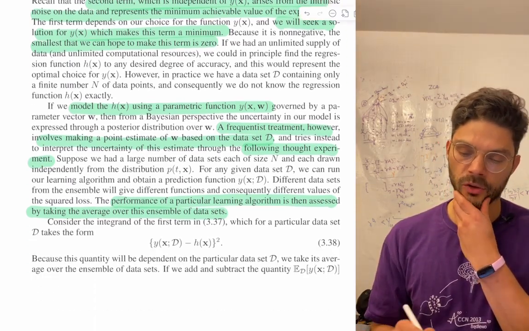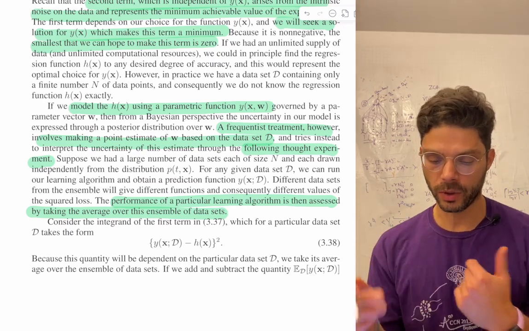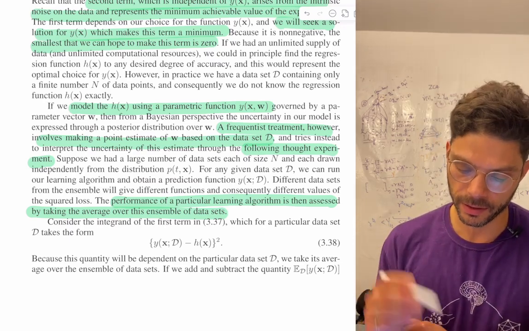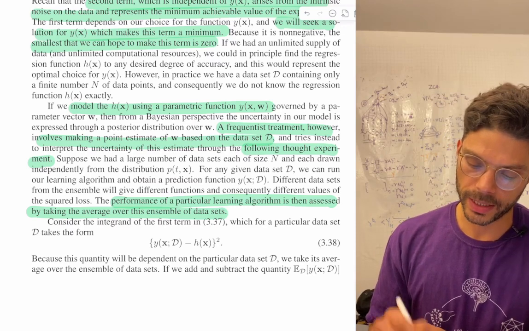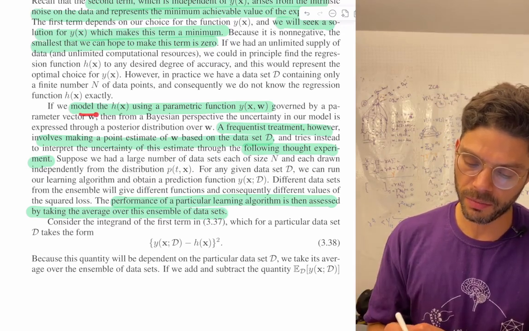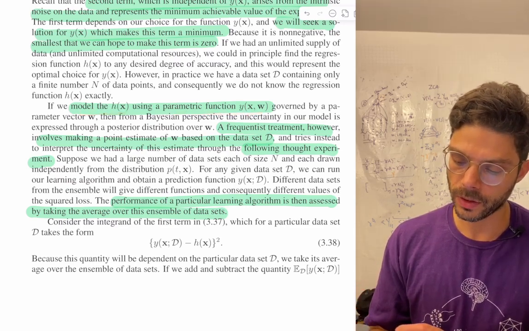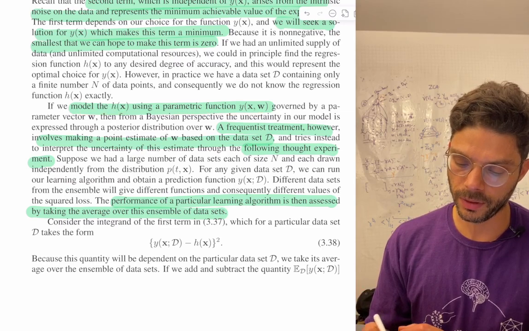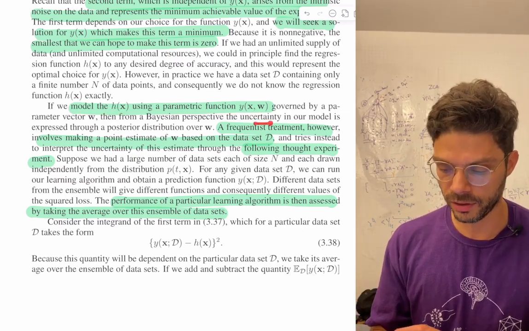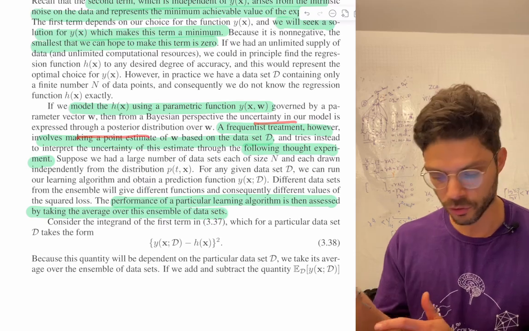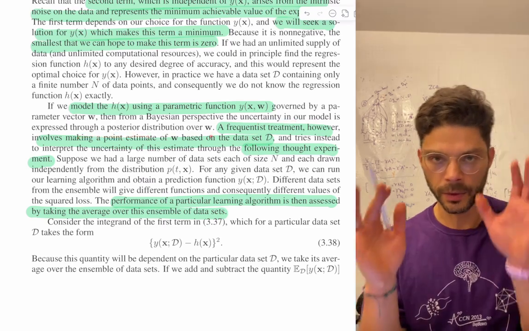Okay, so again, he's going to touch on what would be the Bayesian way of doing this, and we're going to talk about it in the next section. But if we model h of x using a parametric function y of x, w governed by a parameter vector w, then from a Bayesian perspective, the uncertainty in our model is expressed through a posterior distribution over w. But that's not what we're going to do now.